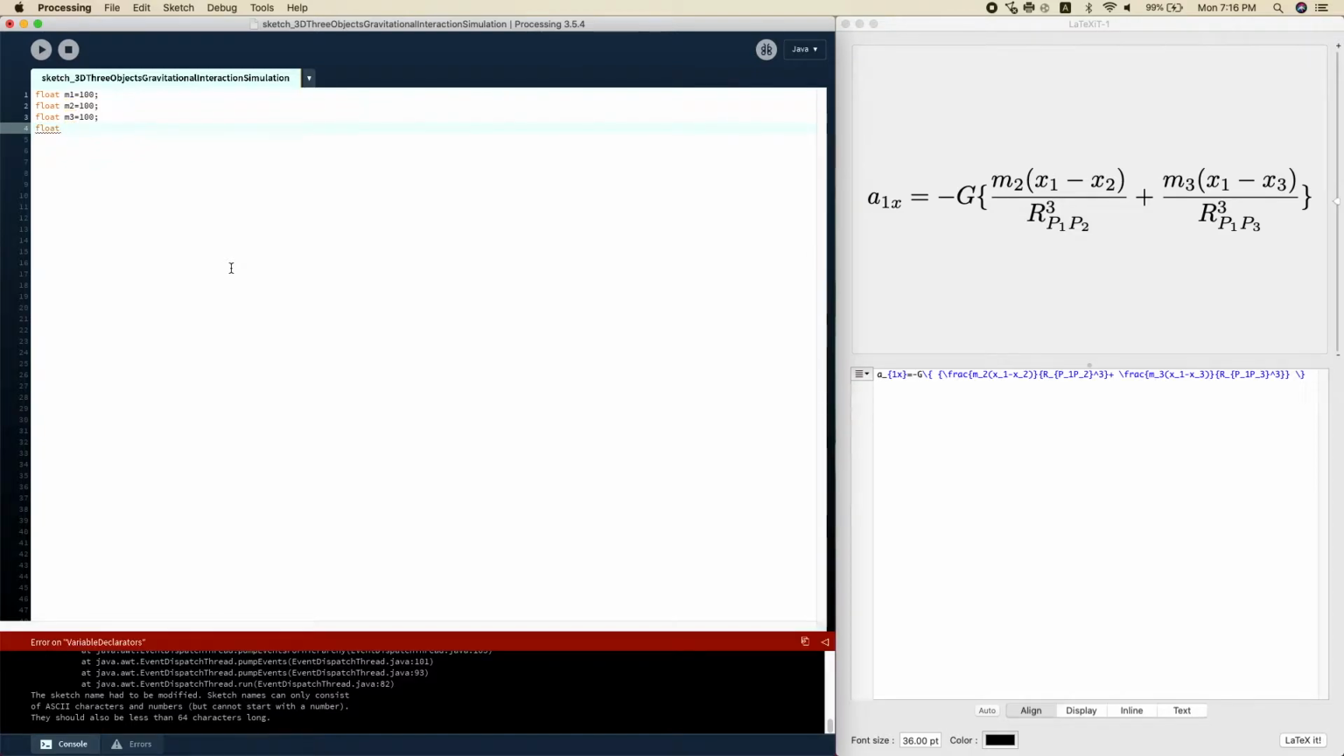That's going to go like, let's say R from 1 to 2. We're also going to need R2 to 1. We need R1 to 3, and again need R3 to 1. We're also going to need R2 to 3 and 3 to 2.